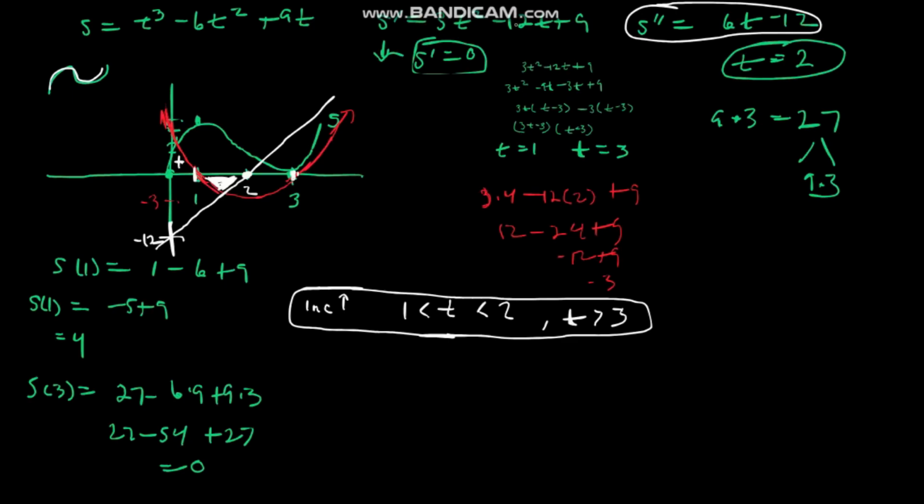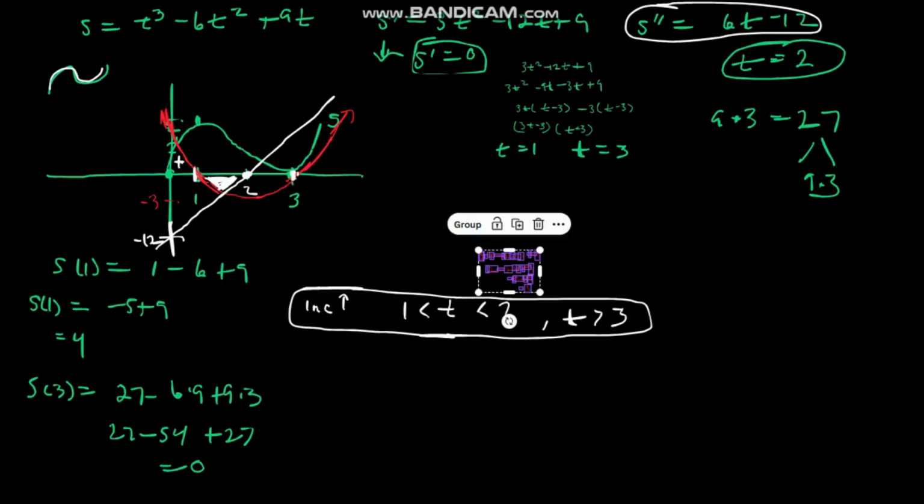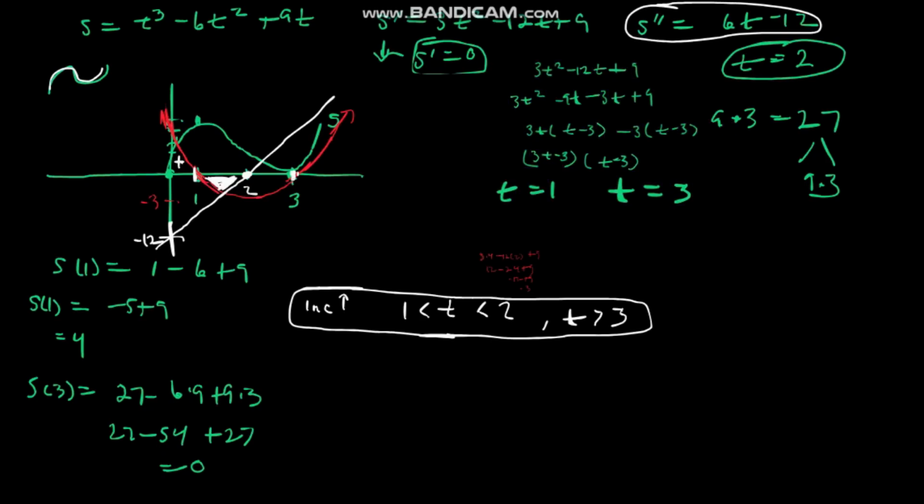So by setting this equal to 0, I use the AC method. 9 times 3 is 27. 9 and 3 give 12. So negative 9 and negative 3 give negative 12. So I broke it up right here. So just to show what I did, that's just the AC method of factoring. And here's that blown up a little bit. So that was that piece.